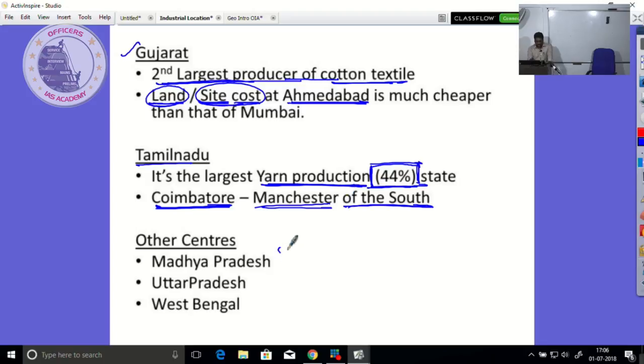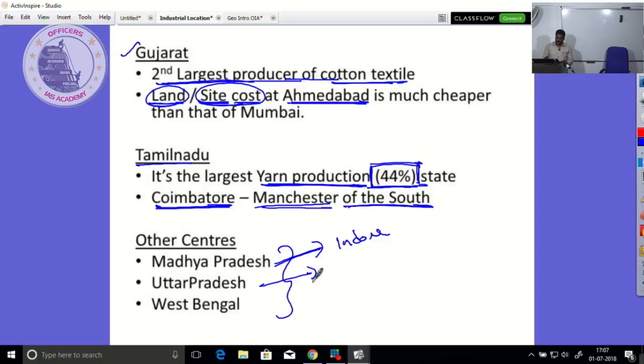Other centers we have already taken. In Madhya Pradesh, at least we have a place like Indore. In Uttar Pradesh, we have Kanpur and Shahjahanpur. In West Bengal, Murshidabad and Kolkata are the locations. These are some of the places where we have a concentrated location of cotton industries.